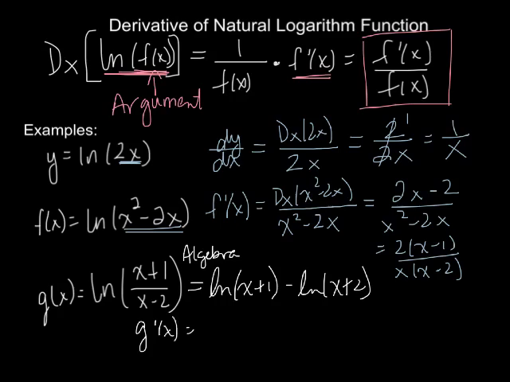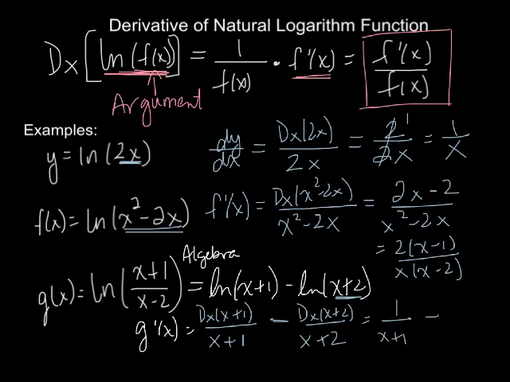So the derivative of the natural log of x plus 1, right, is a fraction. x plus 1 goes in the denominator. The derivative of x plus 1 goes in the numerator. And then we've got minus the derivative of the natural log of x minus 2, which is another fraction, with x minus 2 in the denominator this time, right? And the derivative of x minus 2. So let's see. Derivative of x plus 1 is 1 over x plus 1, minus the derivative of x minus 2, which is 1 over x minus 2. And if we wanted, we could get a common denominator and clean that up. But for right now, that's a good enough derivative.